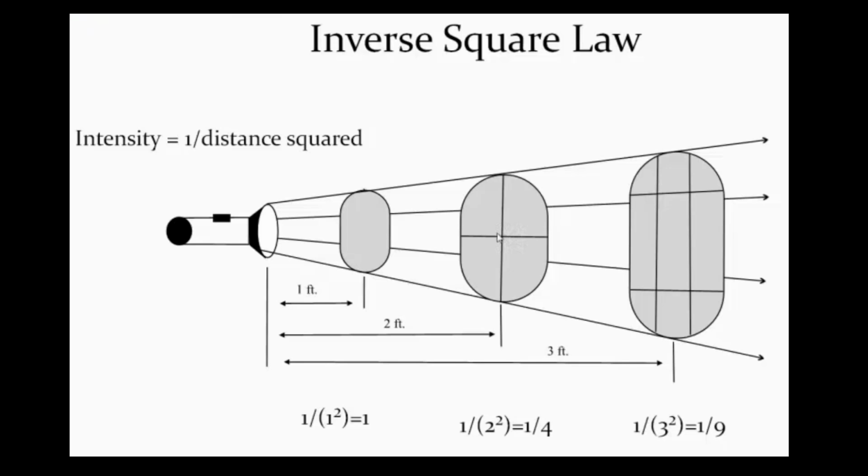According to the inverse square law, light spreads out. In other words, if you go from 1 foot to 2 feet, it actually becomes 1/4 the amount of power, and so therefore the light falls off.